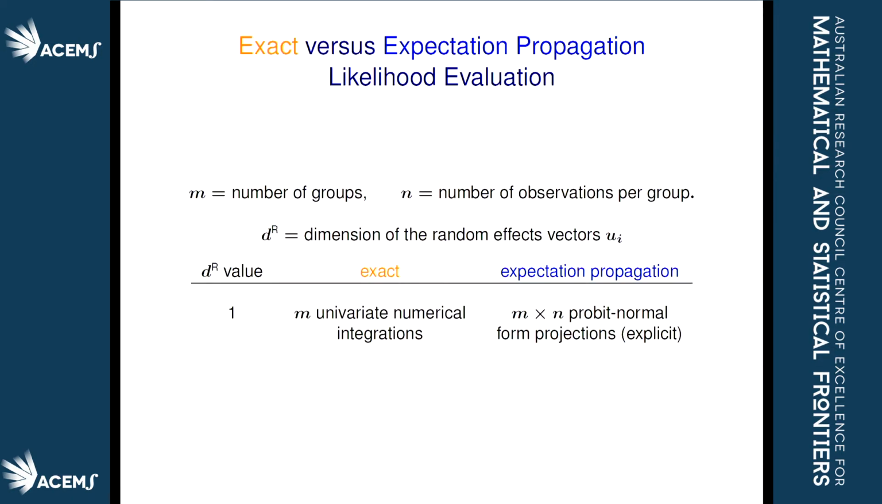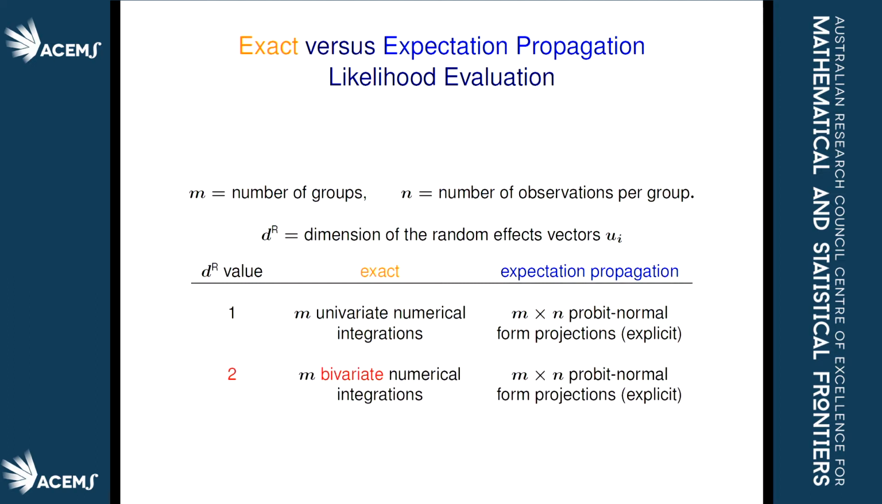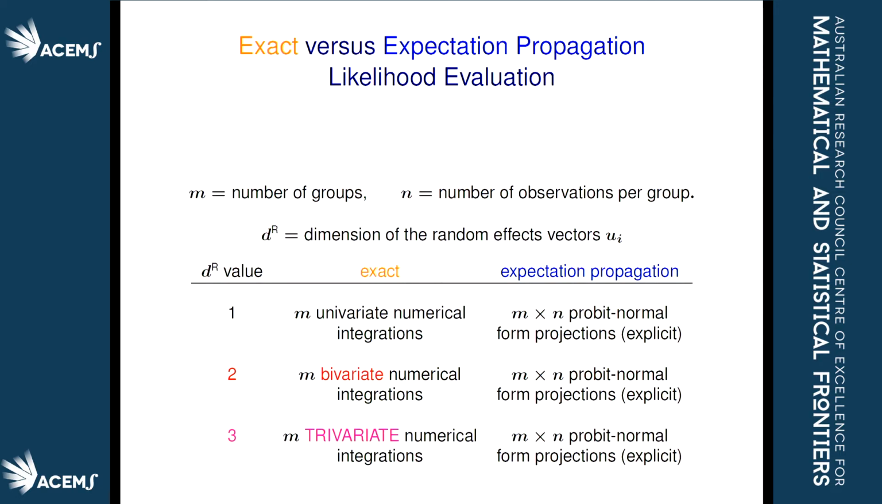All right, so now what are the gains, if you like, from doing things exactly compared to doing things using expectation propagation? If we have univariate random effects, then we do need m univariate numerical integrations and m times n projections. When you go to the bivariate random effects case, you need to get into bivariate quadrature, which isn't as much fun as univariate. But with expectation propagation, you're still just doing those projections. You're just doing bivariate projections, which you can do explicitly. And when you have trivariate random effects, you avoid the even more difficult problem of trivariate numerical integration by doing these projections.